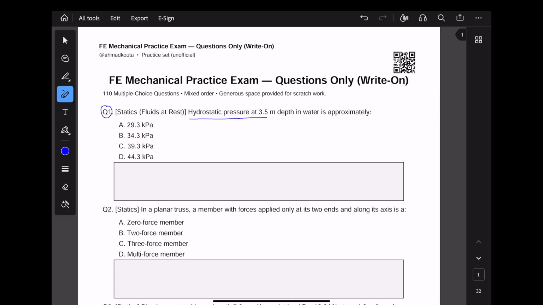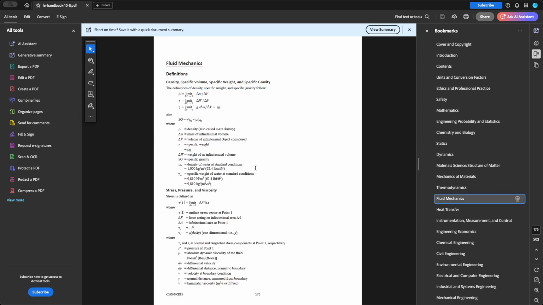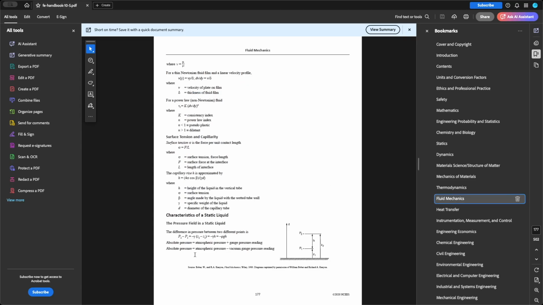Hydrostatic pressure at 3.5 meter depth in water is approximately which one of these options from A to D? Now, of course, you can refer to the FE reference handbook, which is your only reference during the exam, and you go to the contents and click on the topic you're dealing with, which is now fluid mechanics. And then you search for the formula you need.